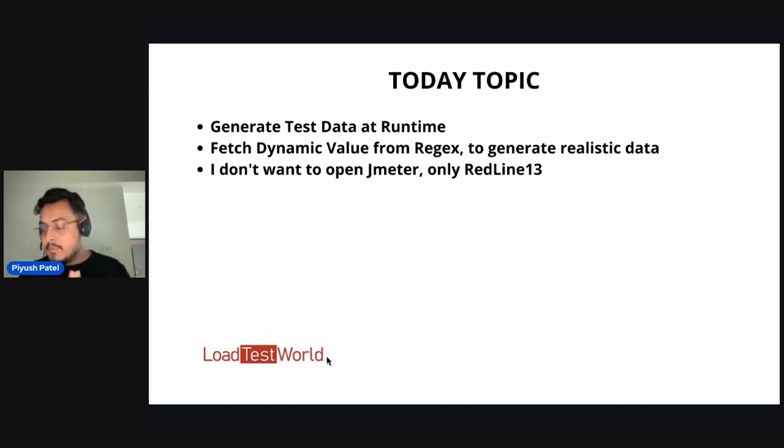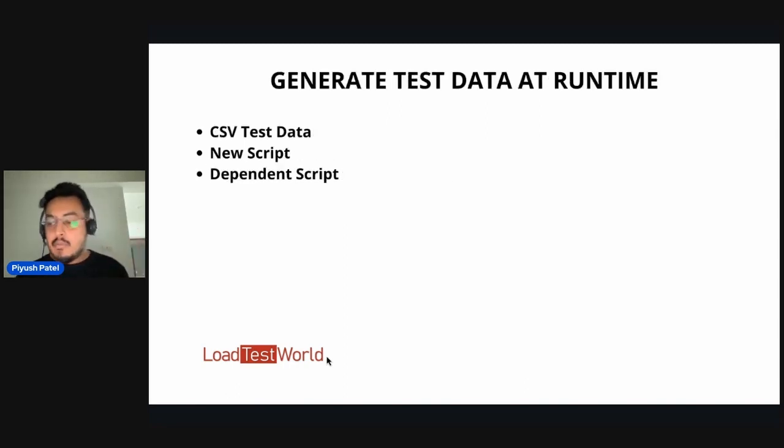So here are the few topics I am going to discuss today. Number one is generate test data, so how we can generate the test data while executing our script. Number two is how we can fetch the dynamic value from the regular expression to generate realistic data after the executions. And number three is how we can execute a JMeter script without actually digging into the script, by only using the Redline 13 platform. So let me move to my first topic, generate test data at runtime.